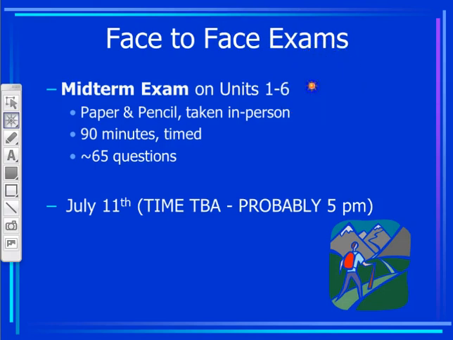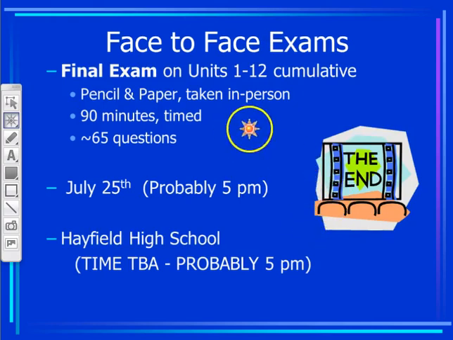So to break it down a little bit, the midterm exam is on the first half of the class. It's paper and pencil, in person, about 65 questions. We think it's going to be at 5 p.m. on the 11th, but we're not sure. We're waiting for confirmation for that time, so I'll let you know. Similarly, the final exam is the same idea, except it's the entire course. It's not just the last half of the course. That's on July 25th and probably 5 p.m. We will see. We'll let you know. It's at Hayfield High School.